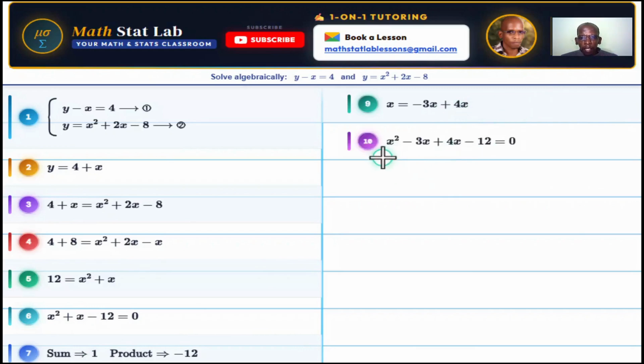So now it becomes x squared, and instead of putting this x here as it was here, I'll now replace it with minus 3x plus 4x, this one. Then minus 12, our original 12 in the equation. And now from there, I can just group them into two parts, where now I have x squared minus 3x, this one and this one, then plus 4x minus 12, this 4x minus this 12.